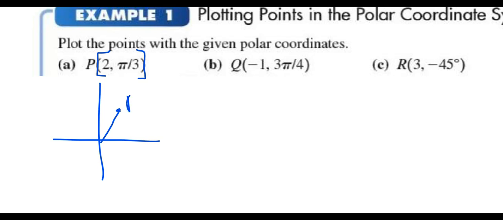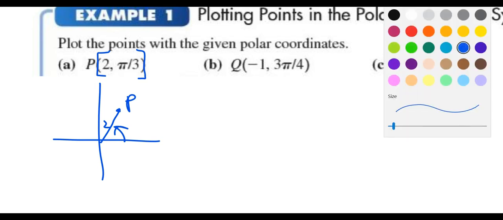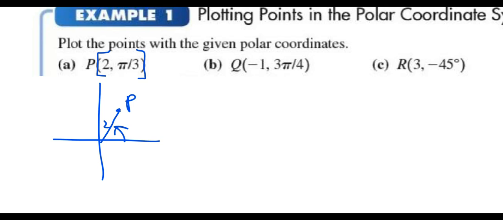So this is the point they're calling P. Pi over 3 was the rotation. 2 units is the length of that particular coordinate. Let me choose a different color for Q. 3 pi over 4.